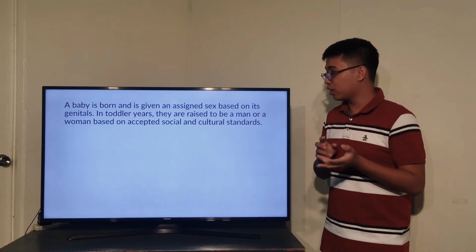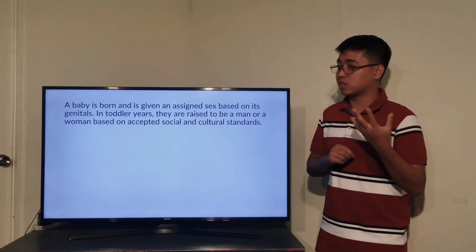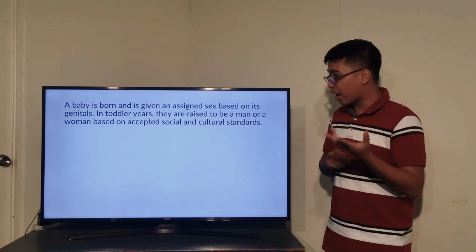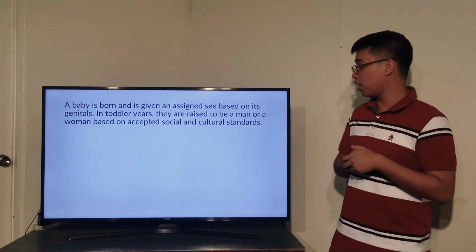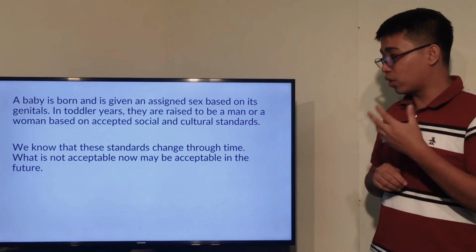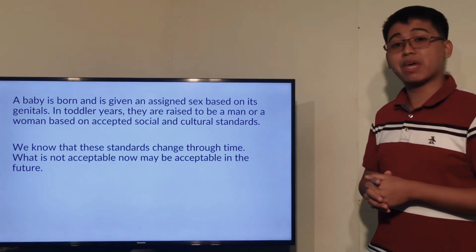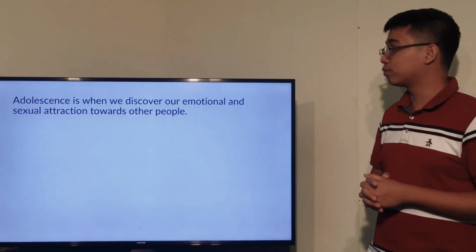A baby is born and is given an assigned sex based on its genitals. In toddler years, they are raised to be a man or a woman based on accepted social and cultural standards. And we know that these standards change through time. What is not acceptable now may be acceptable in the near future.